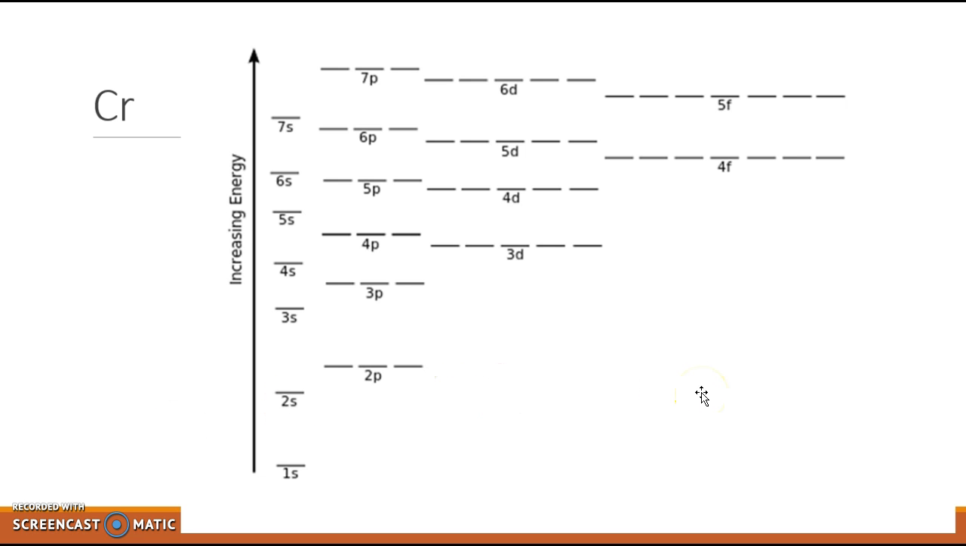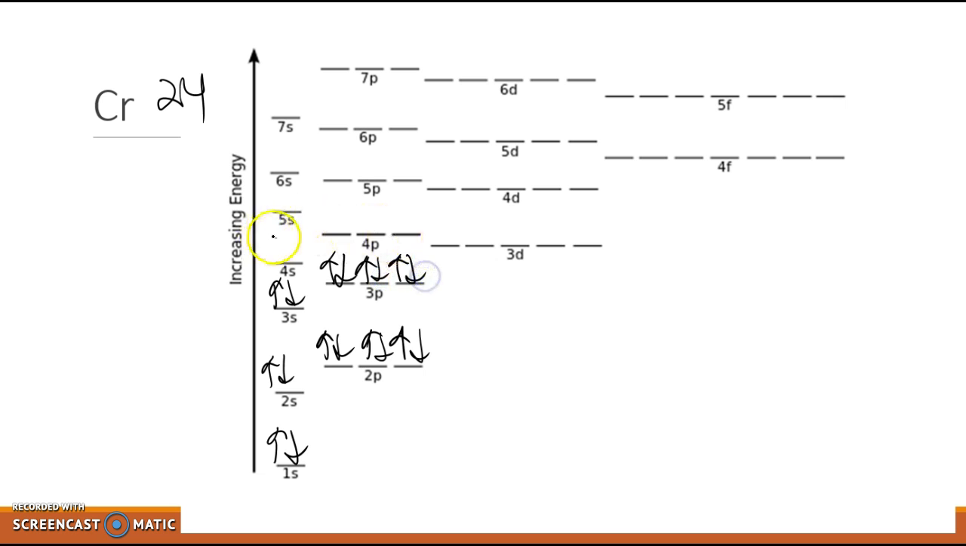If we have Cr, which is chromium on the periodic table, its atomic number is 24. That means that we have 24 electrons to put in here because it does not have a charge. So we're going to start at the bottom again. 1 through 20. Be careful, after the 4s, the next in energy is the 3d. So we come over here, and we have 4 electrons. 1, 2, 3, 4.